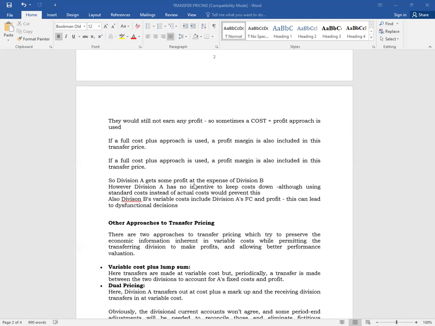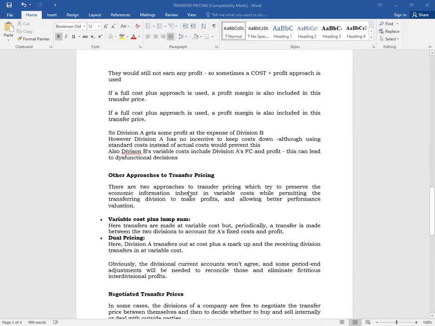However, Division A has no incentive to keep costs down. Division A will never have any incentive to keep costs down. Although using standard costs instead of actual costs will prevent this, also Division B's variable cost include Division A's fixed cost and a profit. This can lead to dysfunctional decisions. So ladies and gentlemen, regarding this full cost, the most important thing to remember is that under full cost, products are going to be very expensive. So B may decide to procure from outside. I can see a lot of inefficiencies, decisions being made which are dysfunctional.